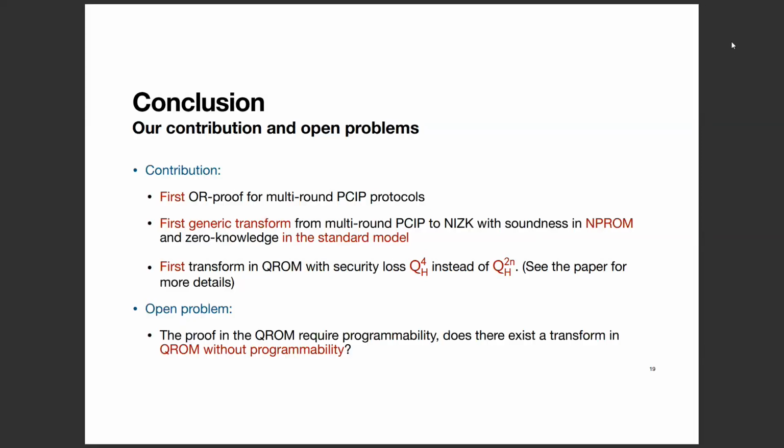For the open problem, the main open problem is that the proof in the Q room requires programmability. So does there exist a transform in Q room without programmability? This is left as a future research direction of our work. That's all for my presentation. Thank you very much.